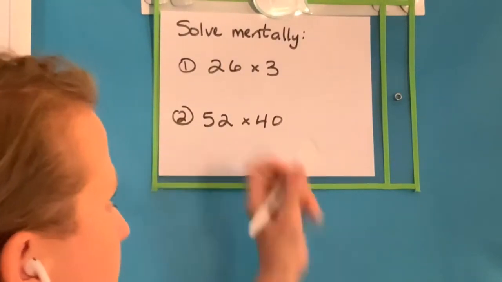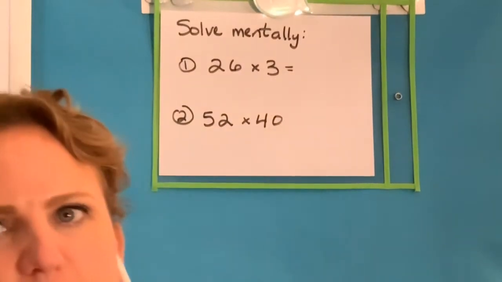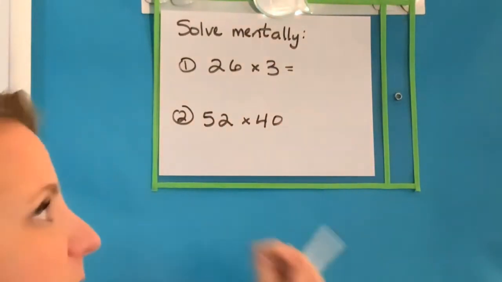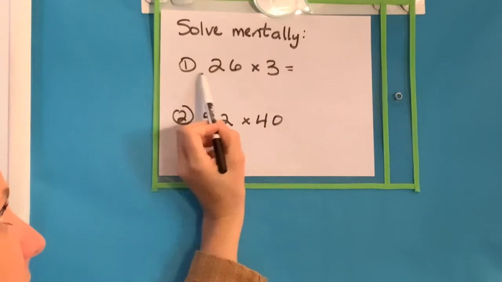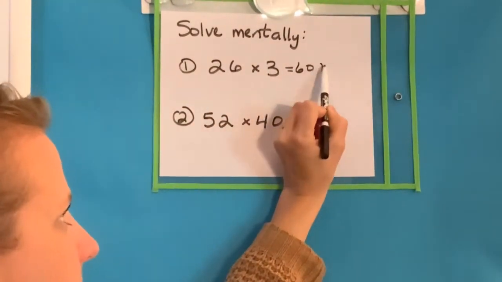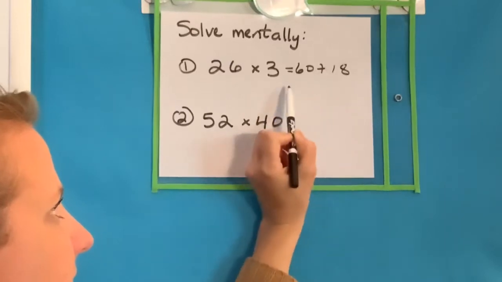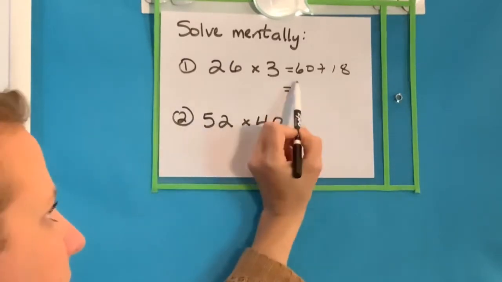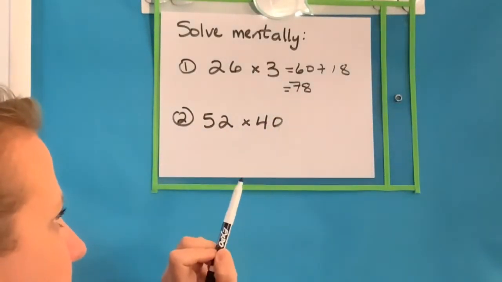Fifth graders, this is a problem that we could have broken into two parts, right? We can multiply each part separately. So if we multiply our tens place, 20 times 3 is 60, 6 times 3 is 18, and then we can add these two together to get 78.